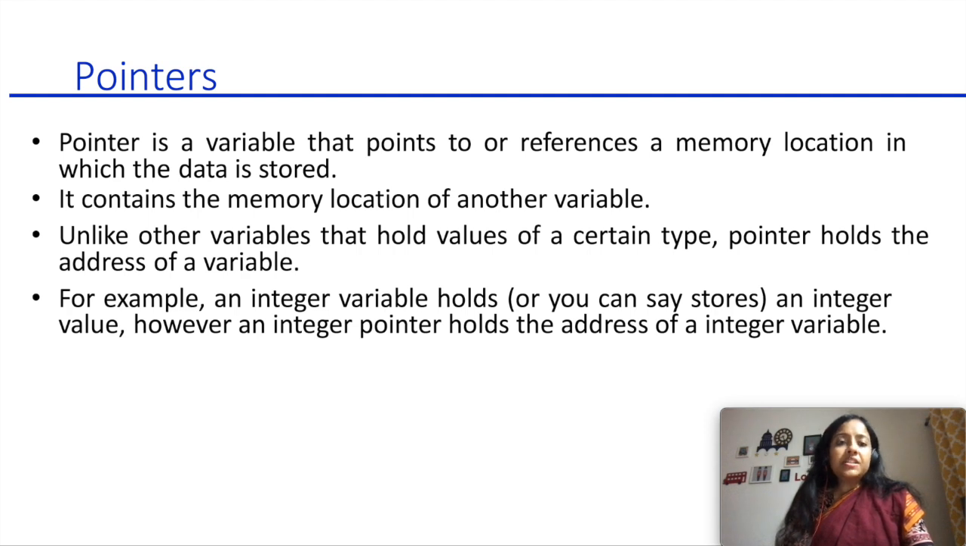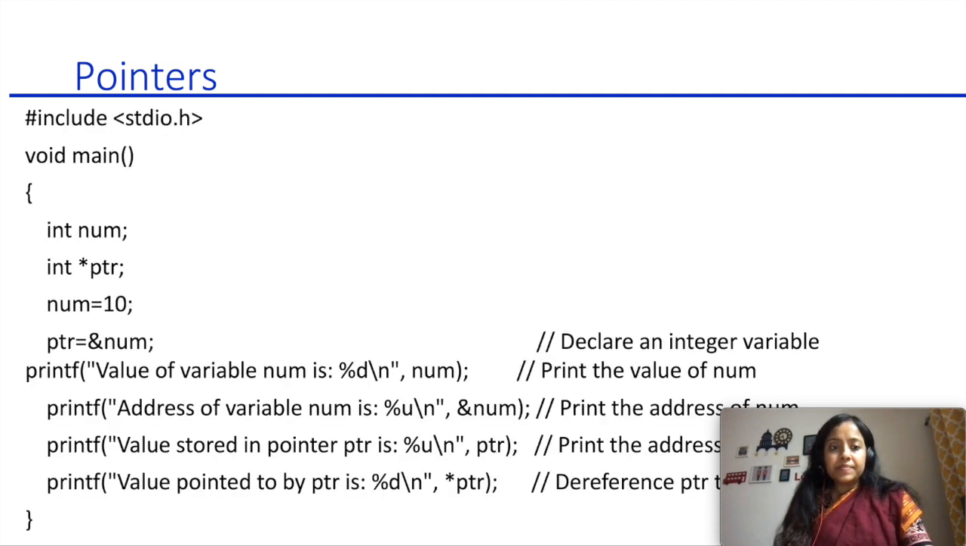So a pointer is a variable that points to or references a memory location in which the data is stored. It contains the memory location of another variable. Unlike other variables that hold values of a certain type, pointers hold the address of a variable. For example, an integer variable holds an integer value. However, an integer pointer holds the address of an integer variable.